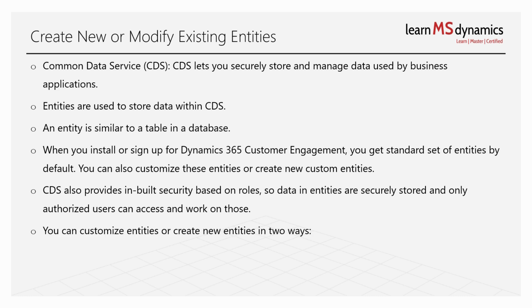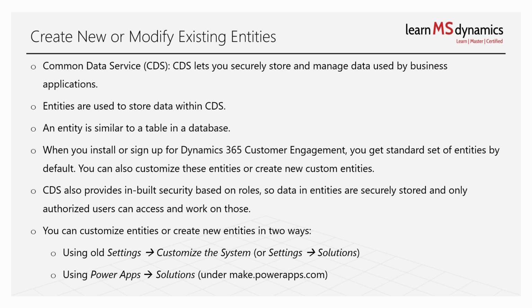So if you want to customize or create new entities, there are two ways you can do that. One is you can go to the old settings that we have. So you can go to settings and customize the system, or you can go to settings and open a solution, and in that solution you can customize. Or you can use Power Apps and Solutions, or Power Apps and Data. Under that you have entities. So you can open that from make.powerapps.com. So that's a basic overview of CDS and entities. I hope you get the basic understanding.